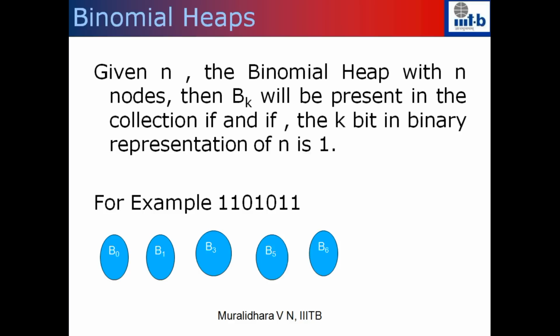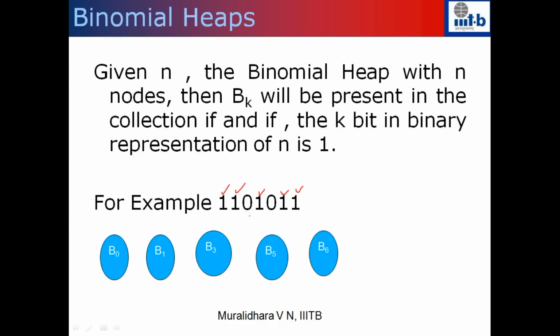Let's say, for example, if you give me 1101011 as the binary number, then I take a copy of BF0, I take a copy of BF1, I don't take a copy of BF2, I take a copy of BF3, I take a copy of BF5, and I take a copy of BF6.